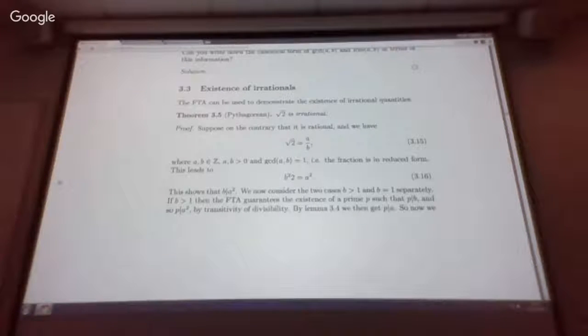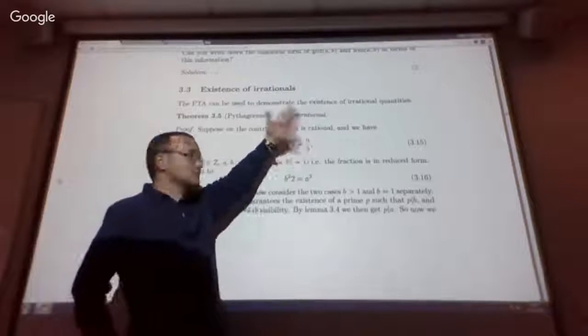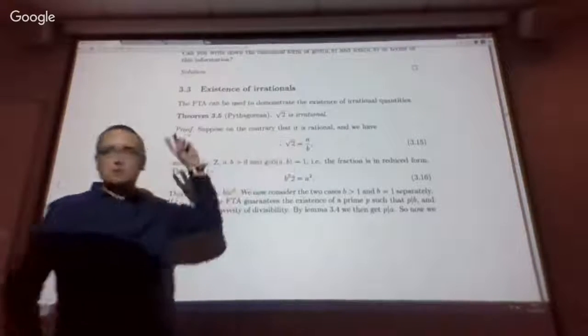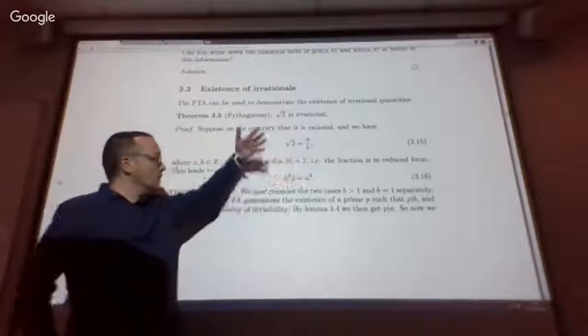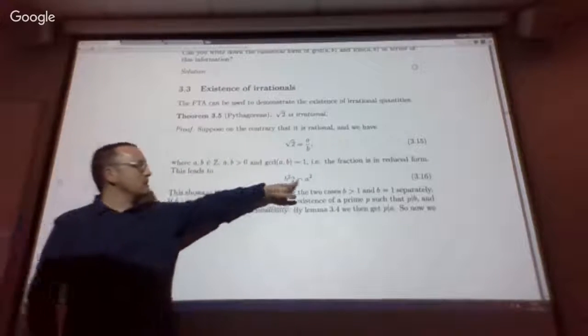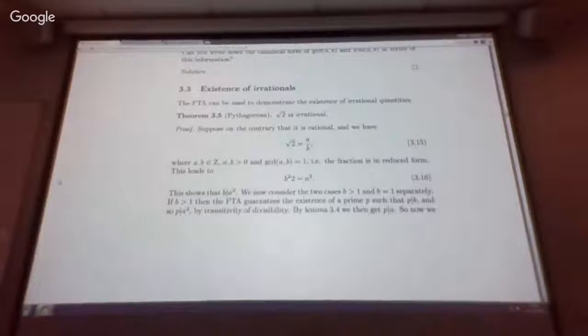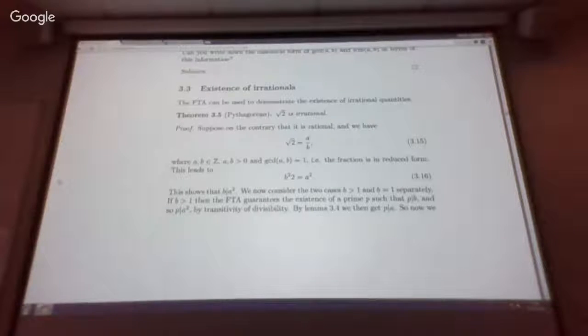And smallest possible numerator as well. So we suppose we have that. Of course, this is impossible to have because we're going to prove that you can't do this, but we pretend we have this for the moment. Well, if we had this, then straight away we could get to this nice equation here: b squared times 2 is equal to a squared.